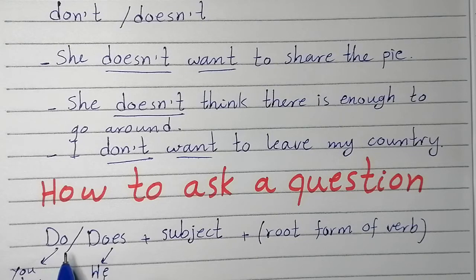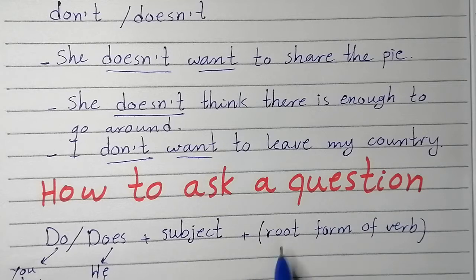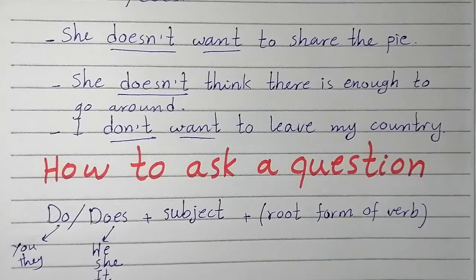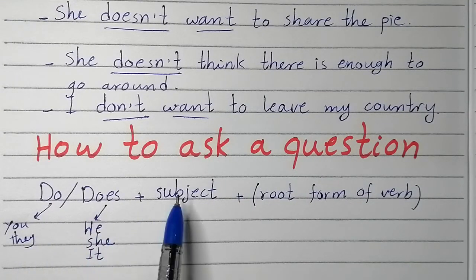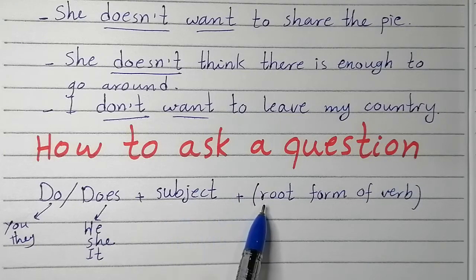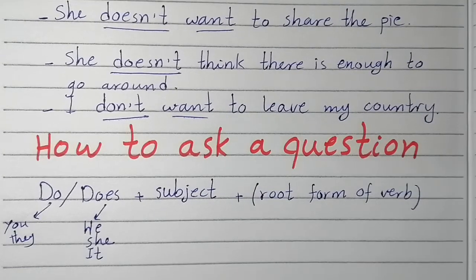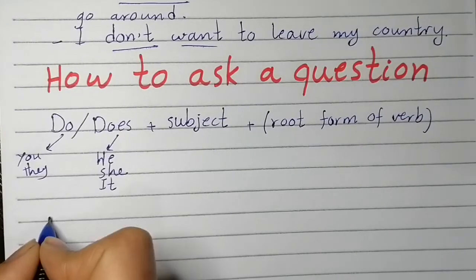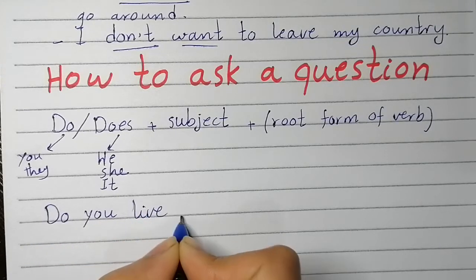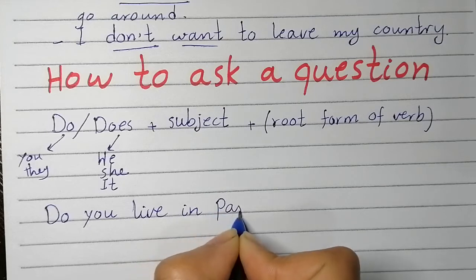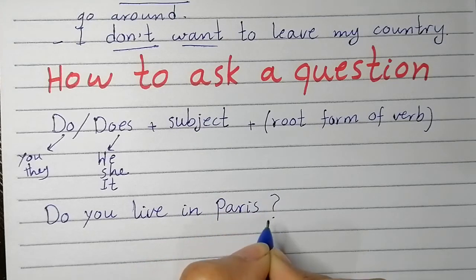For example, do you like bananas? Does she like oranges? And so on. Okay? Do you, do they, does he, does she. And the root form of the verb, live, walk, run, eat, and so on. For example, do you live in Paris? Do you live in Paris?